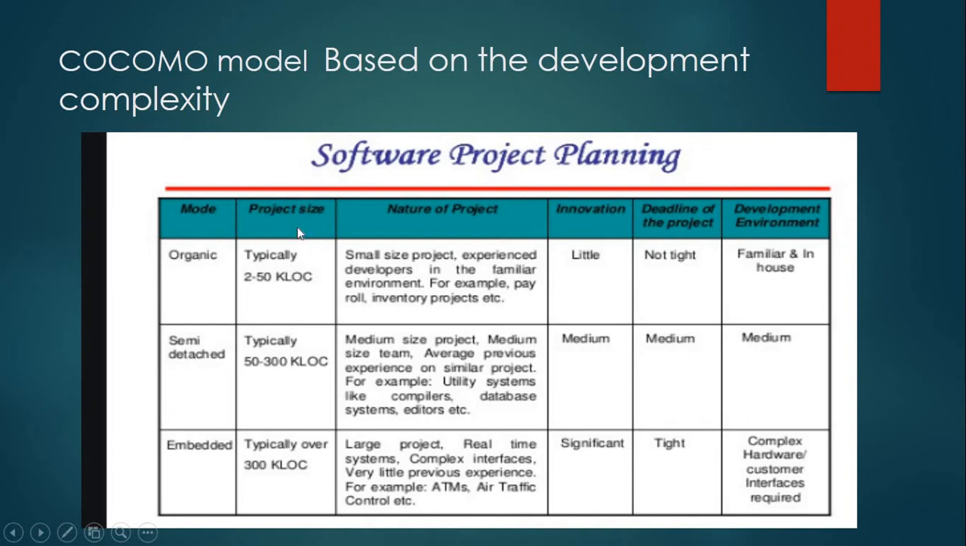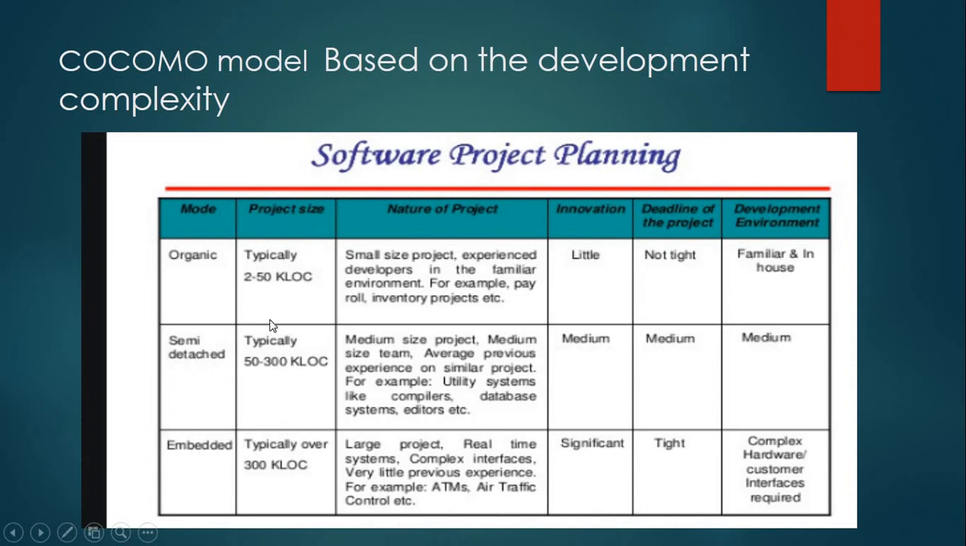If our project size is 2 to 50 KLOC, meaning 2,000 to 50,000 lines of code, if our project is small, if our innovation is little, meaning nothing very complex will be done, if our deadline is not tight, meaning we have to complete this project in only 1 month, and our development environment is physical or in-house, then our type can be organic. For semi-detached and embedded we have also described the conditions. If those things apply to our software, then our program is semi-detached, and if these other things apply, it is embedded software.